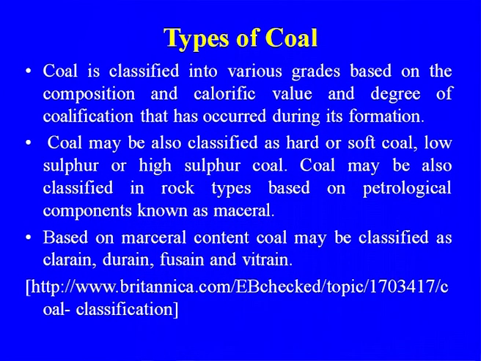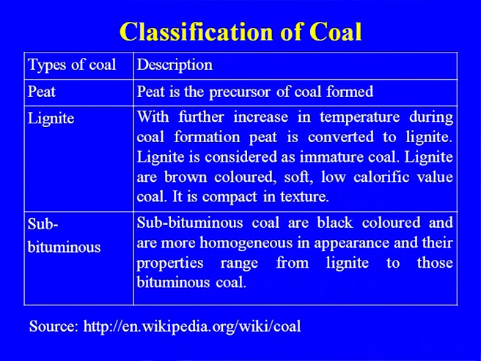One general classification of coal that is given everywhere is in the form of peat, lignite, subbituminous, bituminous, anthracite coal, like that. So we will be discussing this general classification. You will find that peat is the precursor of coal formation. Initially it is in the form of peat, and conversion takes place from peat to lignite, and lignite to subbituminous to bituminous, and then anthracite. So peat is the precursor of coal formation.